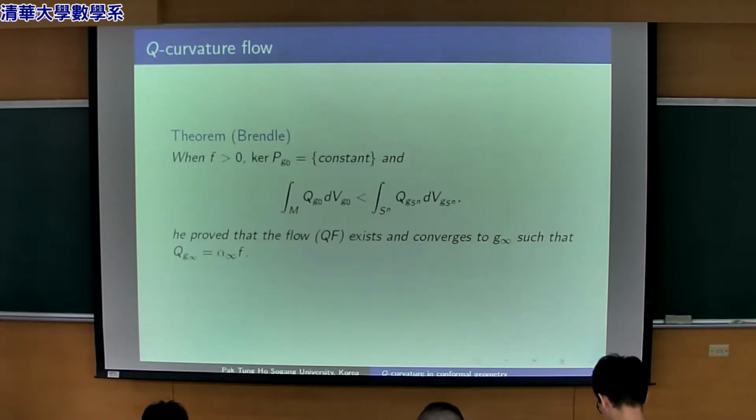Then he can prove that the flow exists for all time. The flow always exists, and it also converges to the things we wanted. This limiting metric has Q curvature equal to F, up to a constant. But we can always take away this constant by rescaling. So therefore this answers question two.